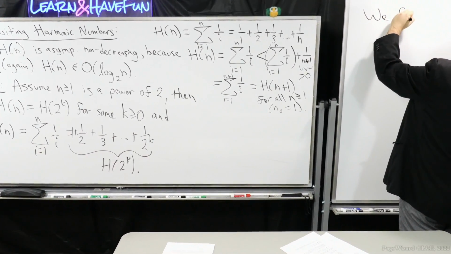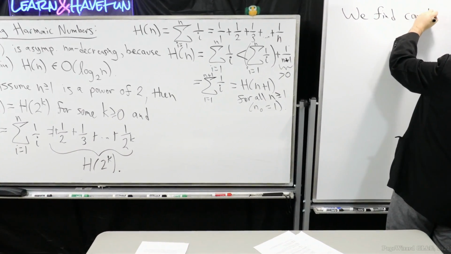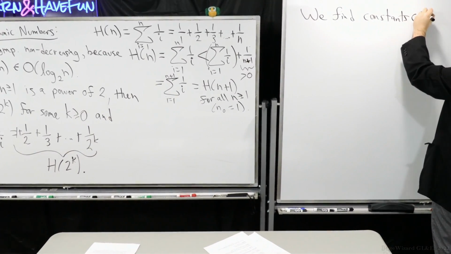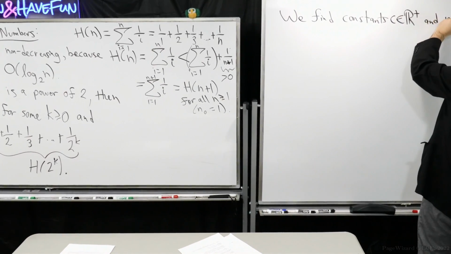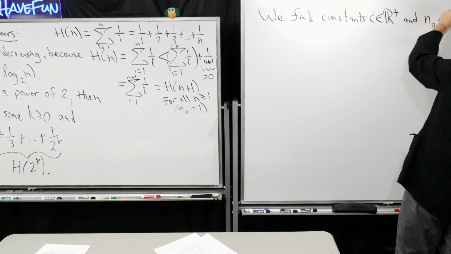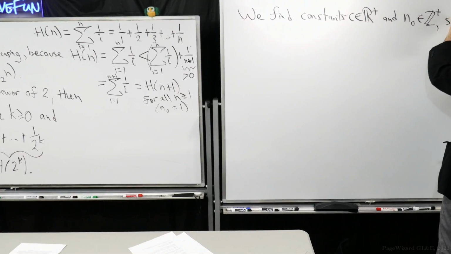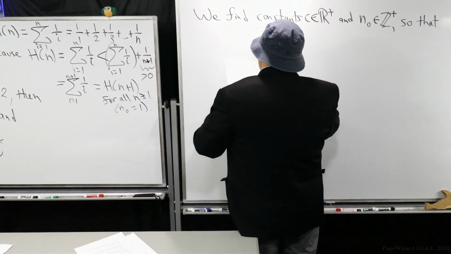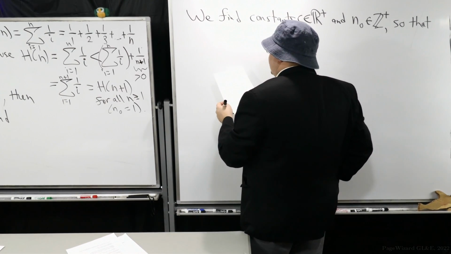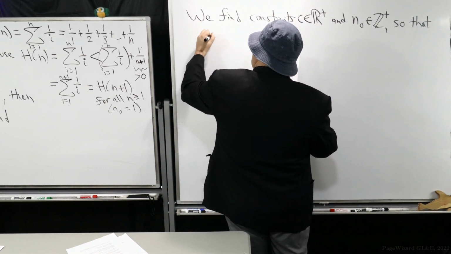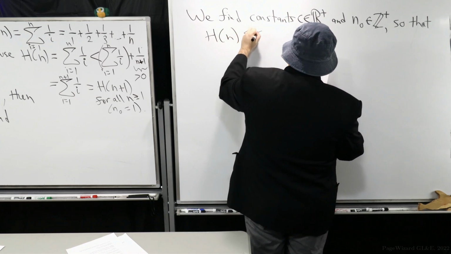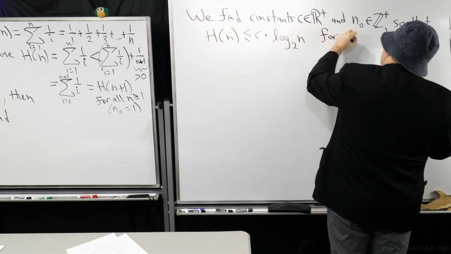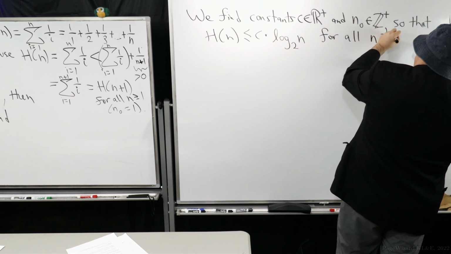So we find constants C, which is a positive real number, and n0, which is a positive integer, so that the following is the case: so that h of n is less than or equal to c times log base 2 of n for all n greater or equal to n0.